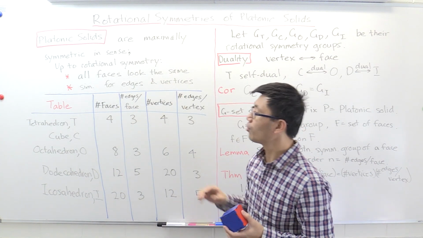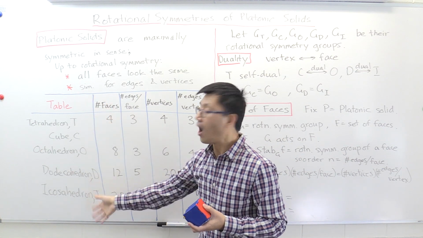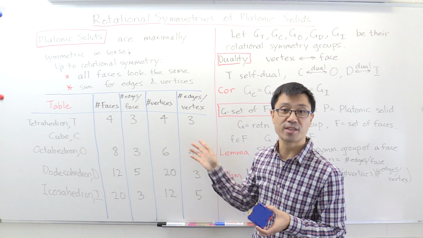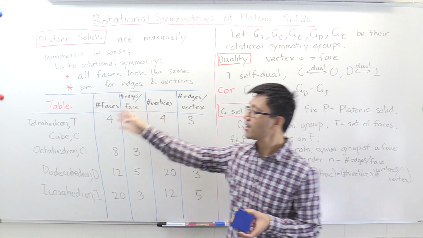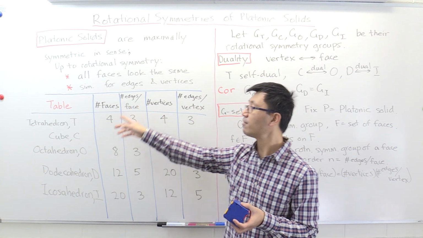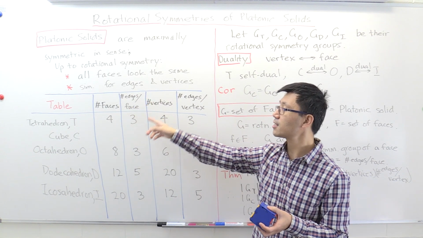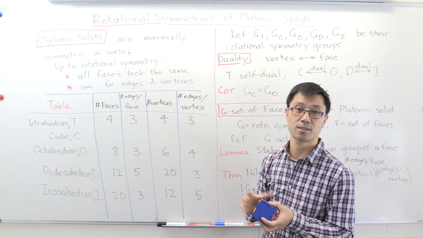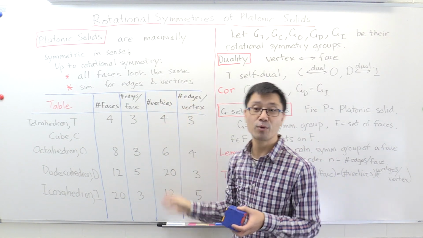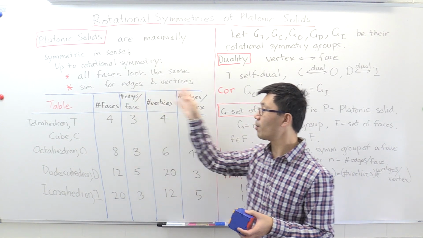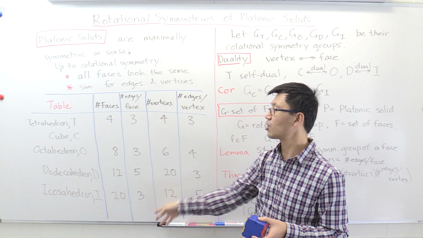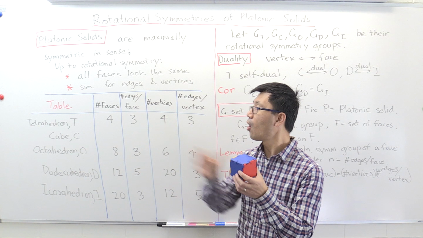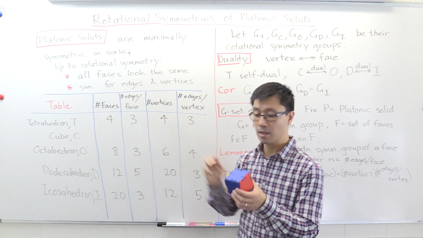Let's go through these 5 Platonic solids and look at some of the features that they have. I've listed in this table the number of faces they have, the number of edges per face, the number of vertices, and the number of edges per vertex. I haven't listed out separately the number of edges, but you can work it out from these pieces of information, using either this column or this column here. Maybe I'll just do the cube so you know what this table encodes.